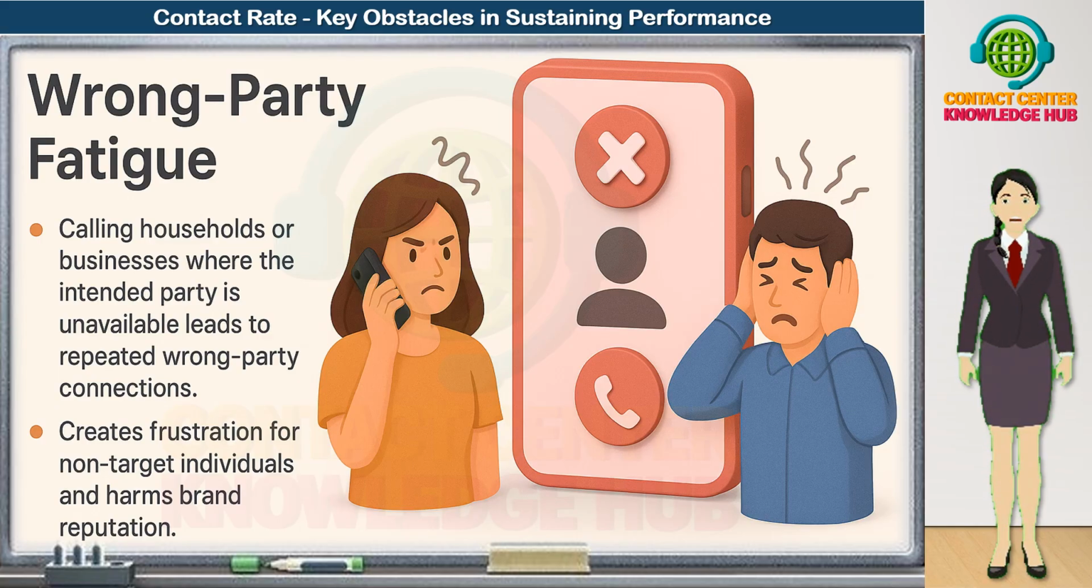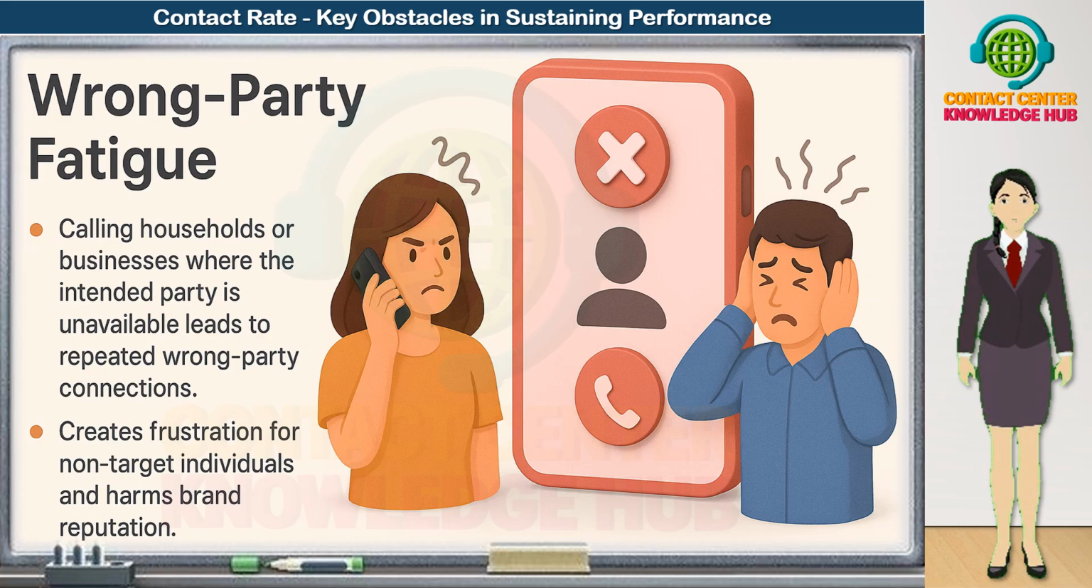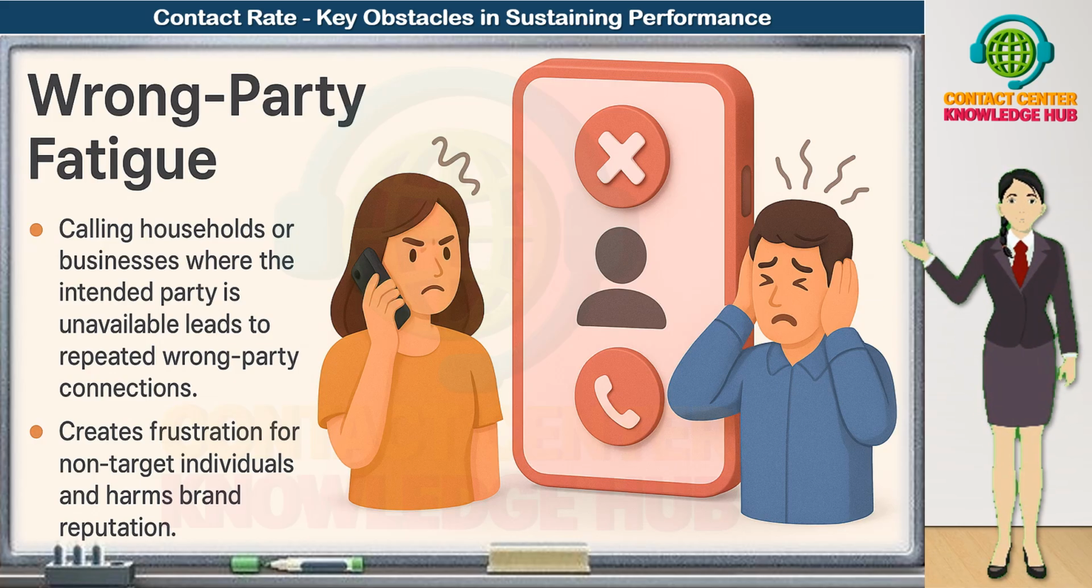Let's now look at another operational challenge that affects contact rate: wrong party fatigue. This occurs when your outbound team repeatedly calls households or businesses where the intended customer is unavailable, for example, when a number has been reassigned or when outdated data is still in use. Over time, this leads to repeated wrong party connections, causing unnecessary frustration for individuals who were never your target customers.